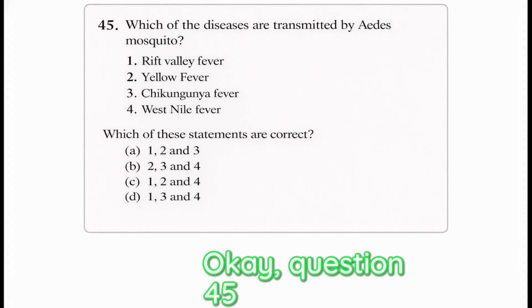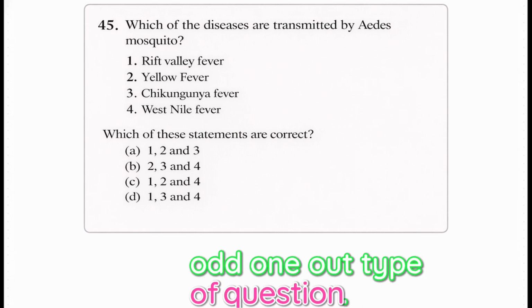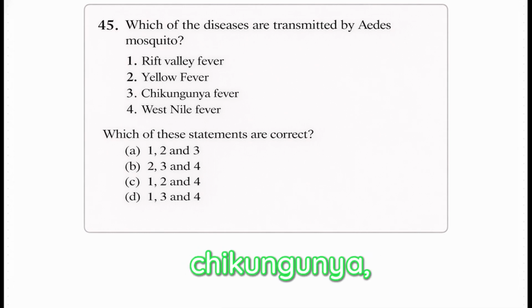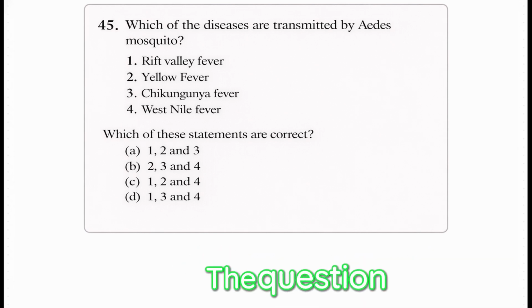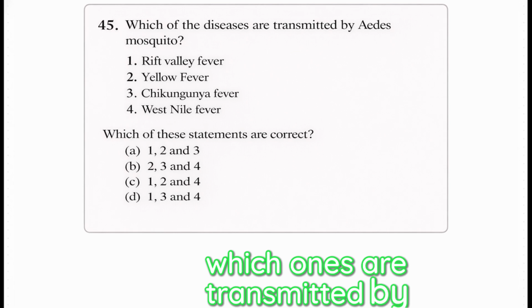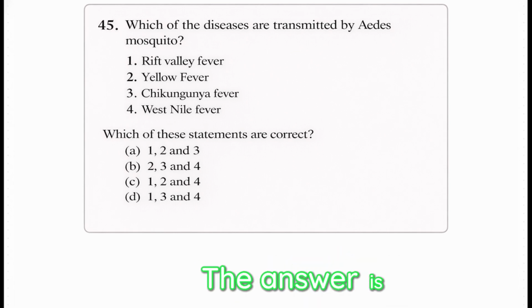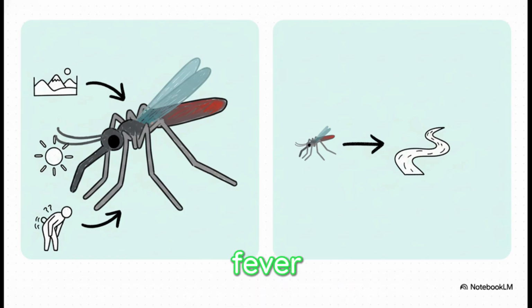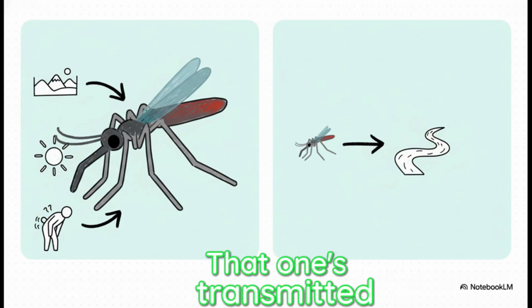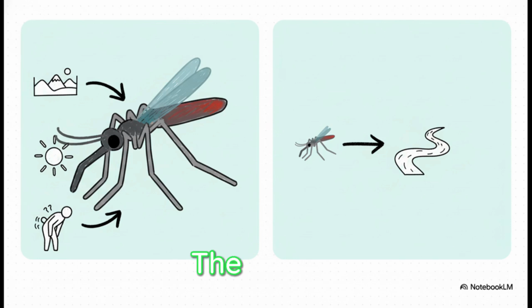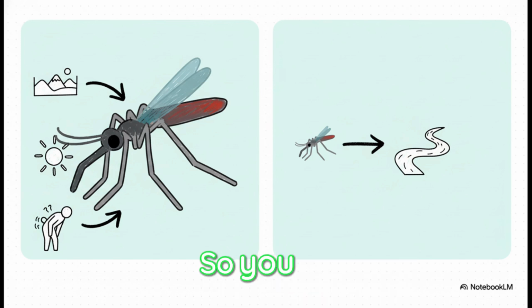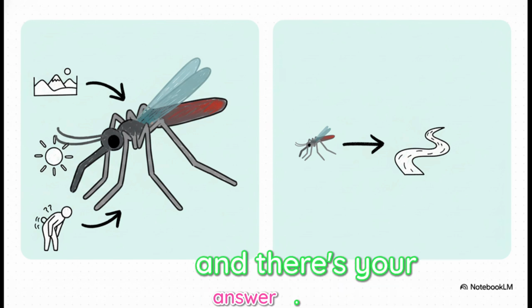Okay, question 45 is a spot the odd one out type of question. We have 4 diseases: Rift Valley fever, yellow fever, chikungunya, and West Nile fever. The question is, which ones are transmitted by the Aedes mosquito? The answer is A. Here's how you solve this quickly. You need to know that West Nile fever is the outlier. That one's transmitted by the Culex mosquito. The other 3, Rift Valley, yellow, and chikungunya, are all textbook Aedes-transmitted diseases. So you just get rid of West Nile, and there's your answer.